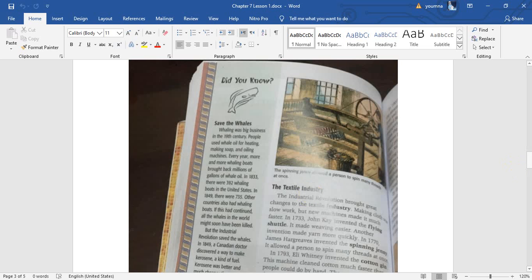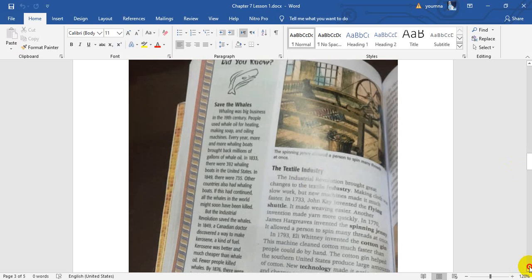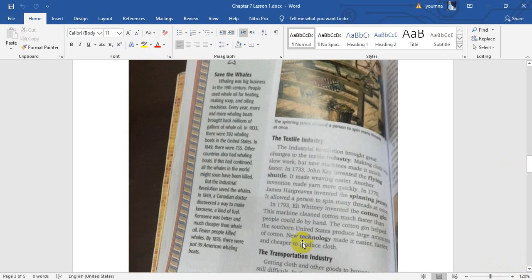So let's have this. New technology made it easier, faster, and cheaper to produce cloth. So technology, new inventions and the Industrial Revolution helped a lot to improve and to have an easier, better, faster and cheaper textile industry. What is the textile industry? It's an industry related to making fabric or cloth, and after that you can have clothes.